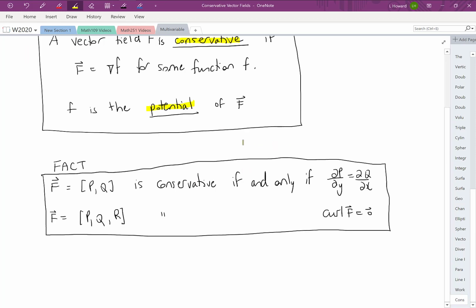Here we have a couple of facts that allow us to quickly check whether a vector field is conservative. If we have a vector field with two components, the way we check if it's conservative is to check if the partial derivative of P with respect to y is equal to the partial derivative of Q with respect to x. So a vector field with two components is going to be conservative if and only if this is true, meaning our vector field will be conservative exactly when this condition is true. If our vector field had three components, then that vector field is going to be conservative exactly when the curl of our vector field is equal to the zero vector.